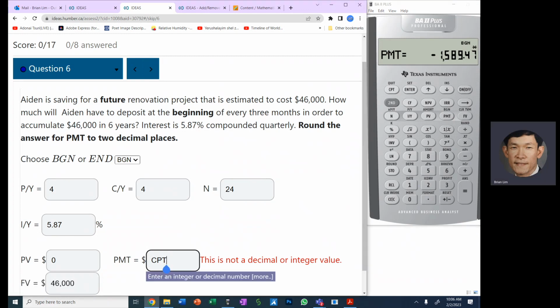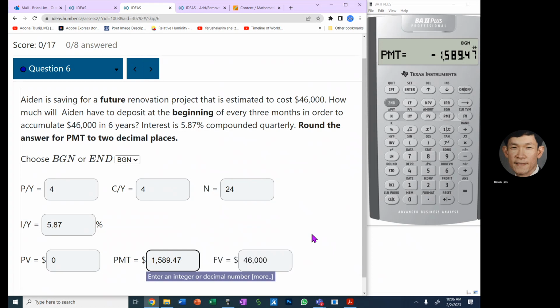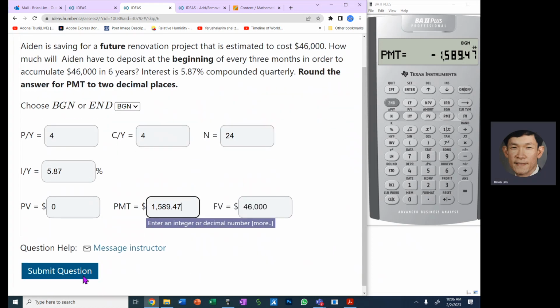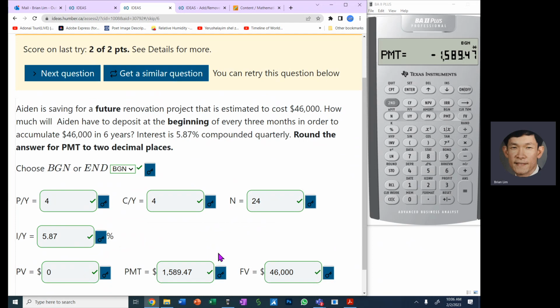And the payment works out to be $1,589.47. Okay, so let us submit that and see if that is correct, and it is correct. All right, so there we are. So that will be done in 6 years. The deposit of $1,589.47 deposited every 3 months or 4 times per year. And of course, this is the interest rate, 5.87.